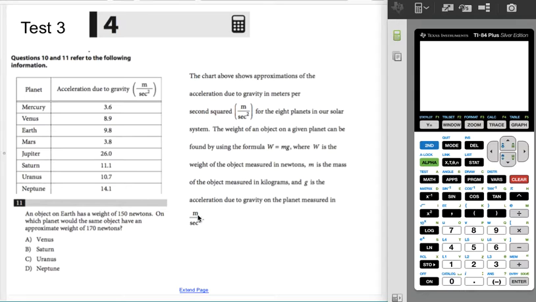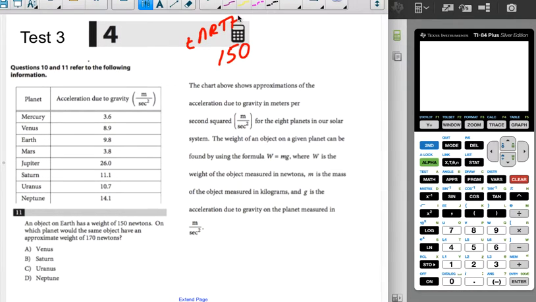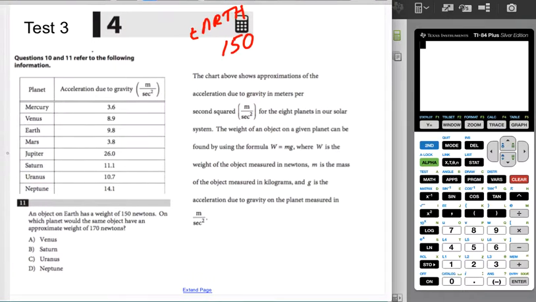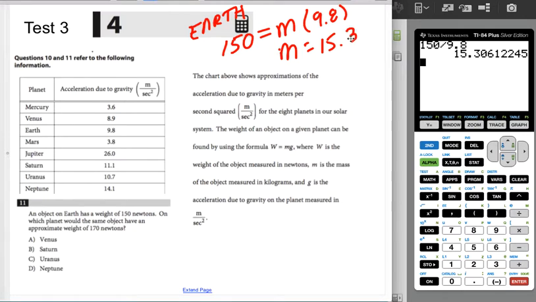So one way to do it is to just find the mass of the object they're describing, right? On Earth, this thing has a weight of 150 newtons. So 150 equals the mass times the 9.8. And you could go ahead and find the mass, right? So the mass of this thing would be 150 divided by 9.8. Fine. So we get that the mass of this thing is 15.306 approximately.